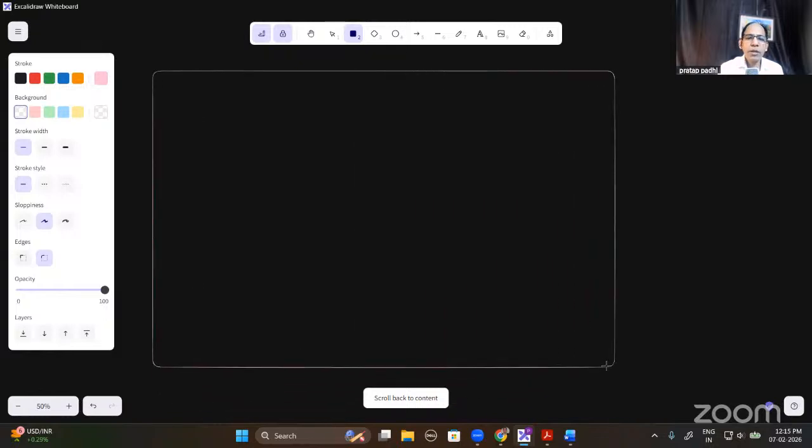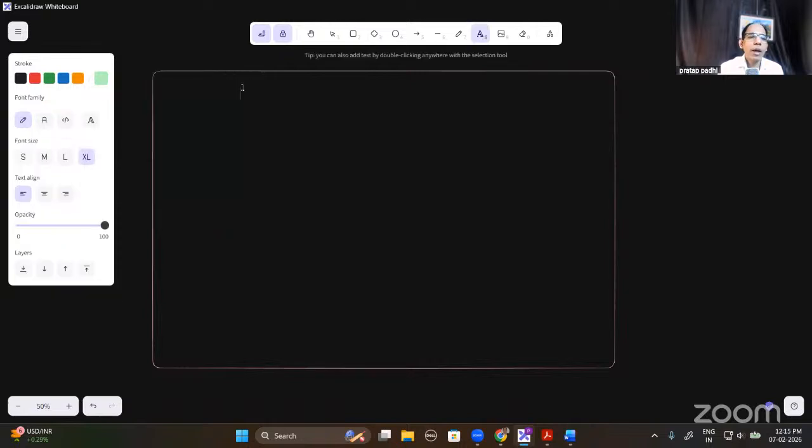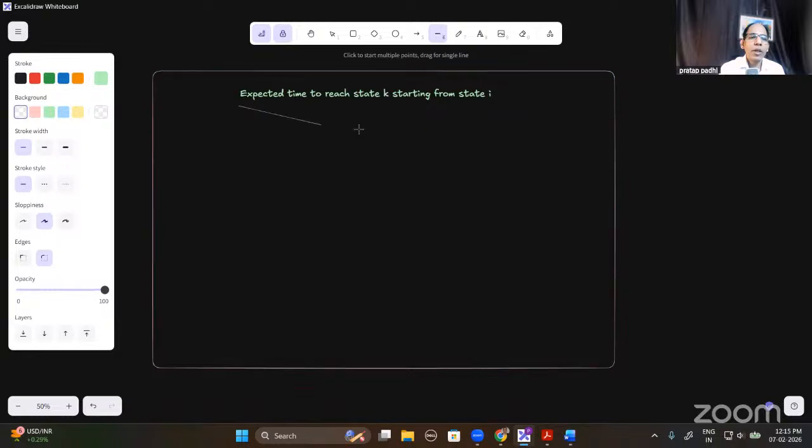Next part is this. Expected time, okay? Let me write here. Expected time. You get questions from this also: to reach state K starting from state I. This one. What is the expected time to reach state K starting from state I?